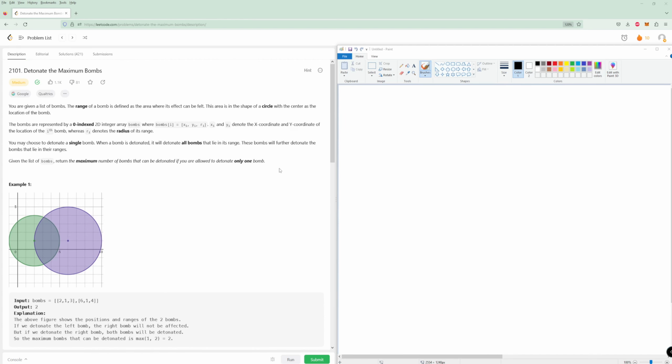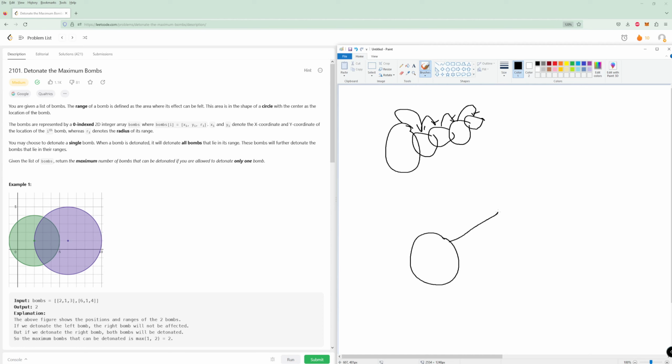We can't just look at how many bombs a single bomb detonates directly, because those bombs detonate more bombs. If there's another bomb, and then something like this, well, this bomb will detonate this bomb, which will detonate this bomb, which will detonate this bomb. So when we detonate a bomb, what does that mean? What it means is we have to check which bombs that bomb detonates, aka which bombs it's connected to.